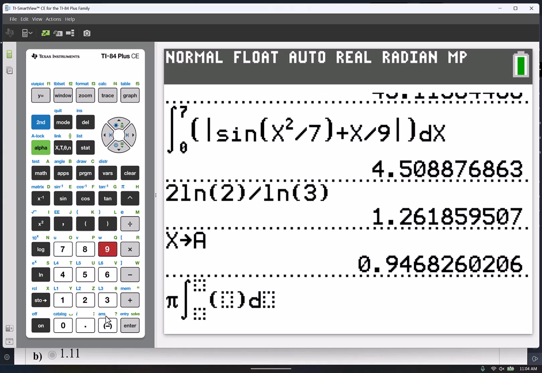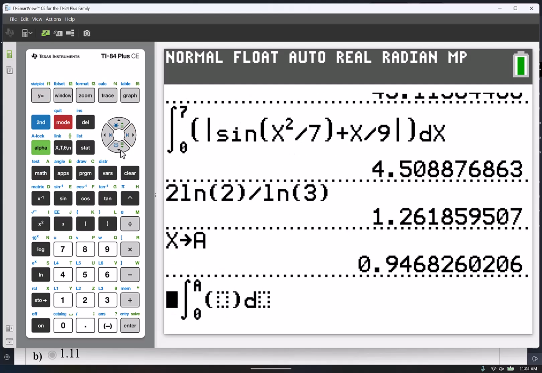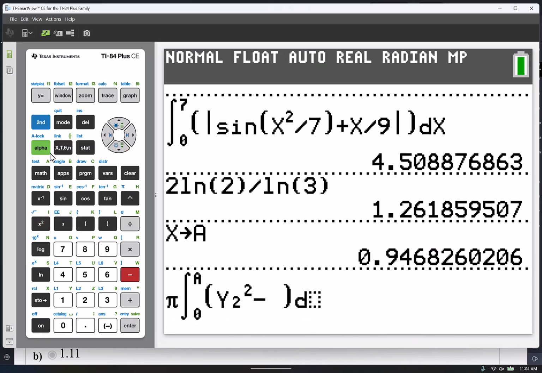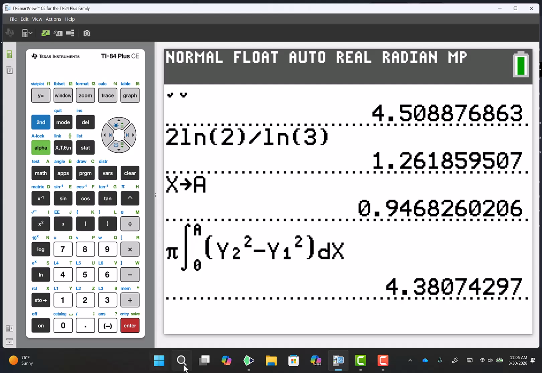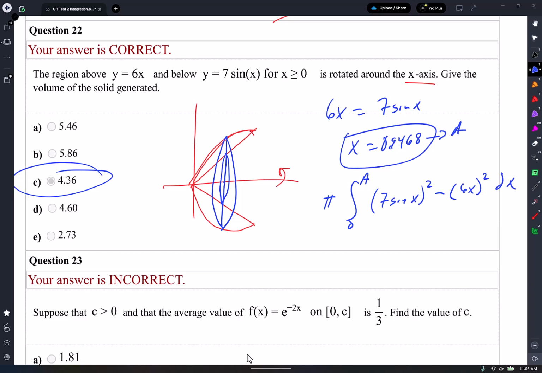Math 9. 0 to A. And I already forgot which one I had where. 7 sine x is on y2. Okay, so y2 squared. Alpha trace y2 squared minus alpha trace y1 squared. If you get a negative number, guys, something's wrong. 4.3807. I'm surprised it's so off. 4.36. There's not going to be another one that's close to it. I guess maybe they're rounding or something. Okay, cool or not cool?